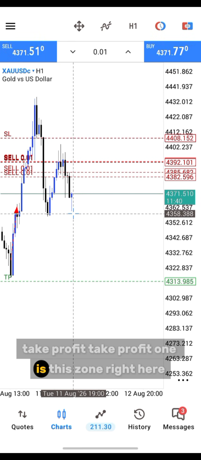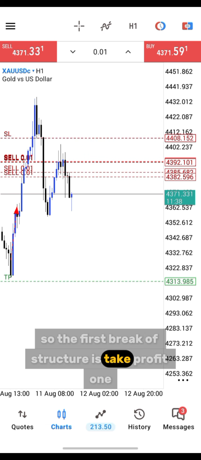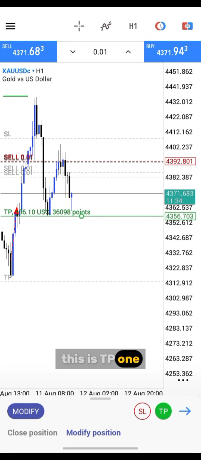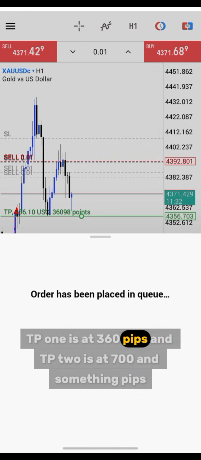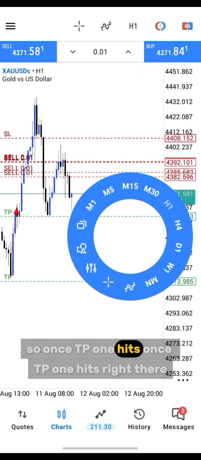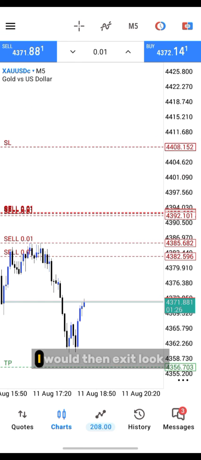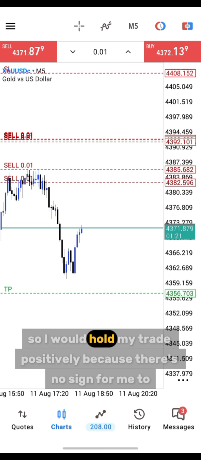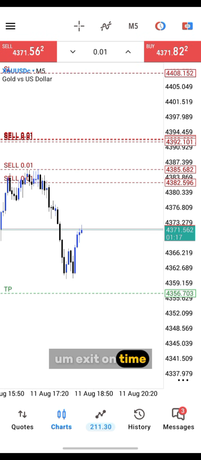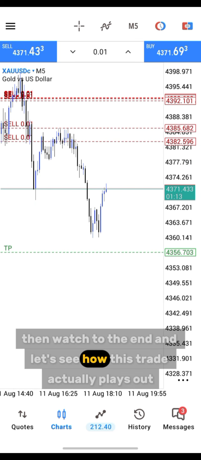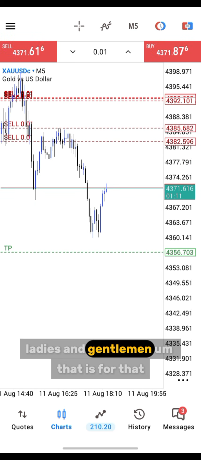Take profit 1 is this zone right here. The first break of structure is take profit 1. TP1 is at 360 pips and TP2 is at 700 and something pips. Once TP1 hits right there, I would then exit. But TP1 has not hit, so I would hold my trade positively because there's no sign for me to exit on time. Definitely keep watching. If you've not subscribed, definitely subscribe, then watch to the end and let's see how this trade plays out, ladies and gentlemen.